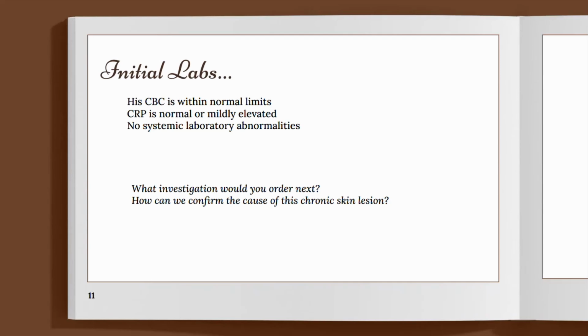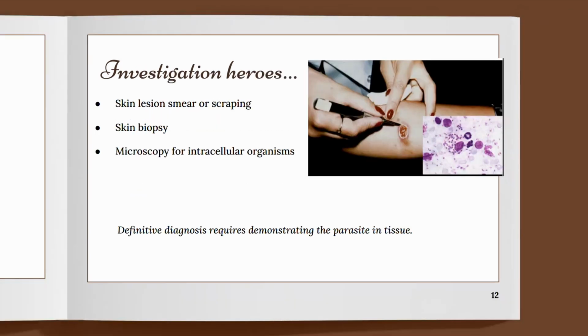So the CBC was within normal limits, the CRP is normal, urine, electrolytes, all systemic laboratory investigations were normal. So for a skin lesion, what investigations will we order next? And how can we confirm? So the things we opt for in such cases will be skin lesion smear or a skin biopsy. And then we will be examining it under a microscope. And the definitive diagnosis will require demonstrating the parasite in the tissue.